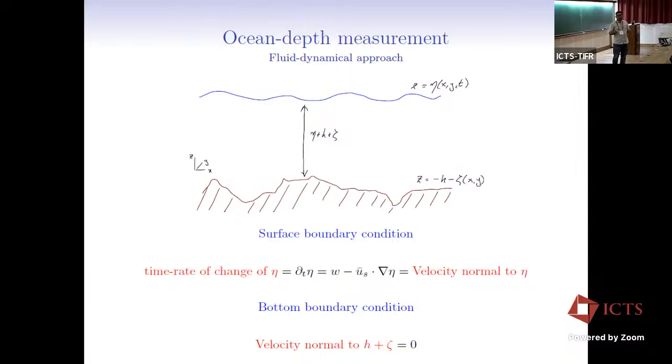The velocity normal to the bottom boundary should always be 0, right? So this is establishing a relationship between the time derivative of eta and velocities of the fluid normal to a surface. This is something you want to absolutely remember for this talk. I'm going to be repeatedly using this idea. Velocity normal to a surface will give me the time rate of change of this free surface, and the velocity normal to the bottom boundary should be 0.